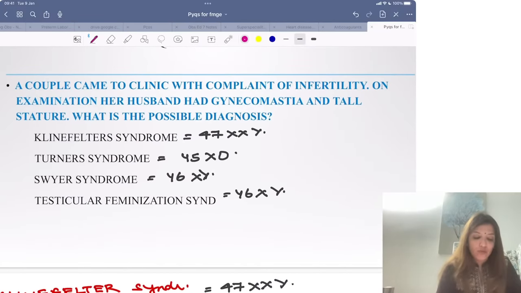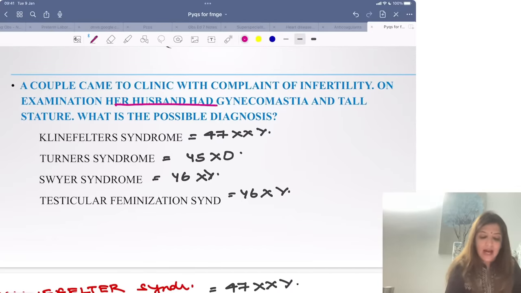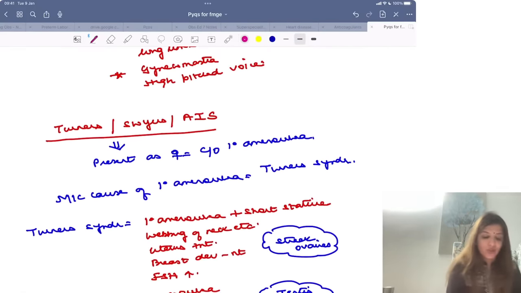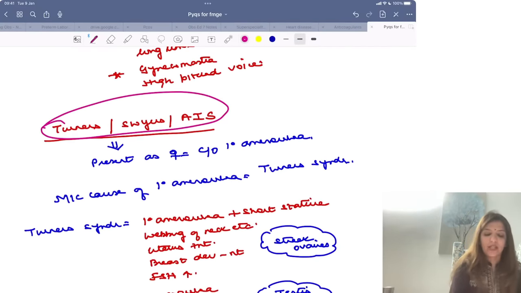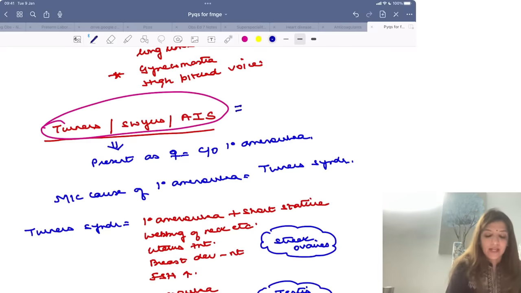Then a couple came to clinic with complaint of infertility. On examination, her husband had gynecomastia and tall stature. What is the possible diagnosis? Now, they had given you option of Klinefelter, Turner, Swyer and testicular feminizing syndrome. Remember, Turner's, Swyer and androgen insensitivity syndrome, jisko testicular feminizing syndrome bhi kehte hain. In all these cases, your patient is a female patient.